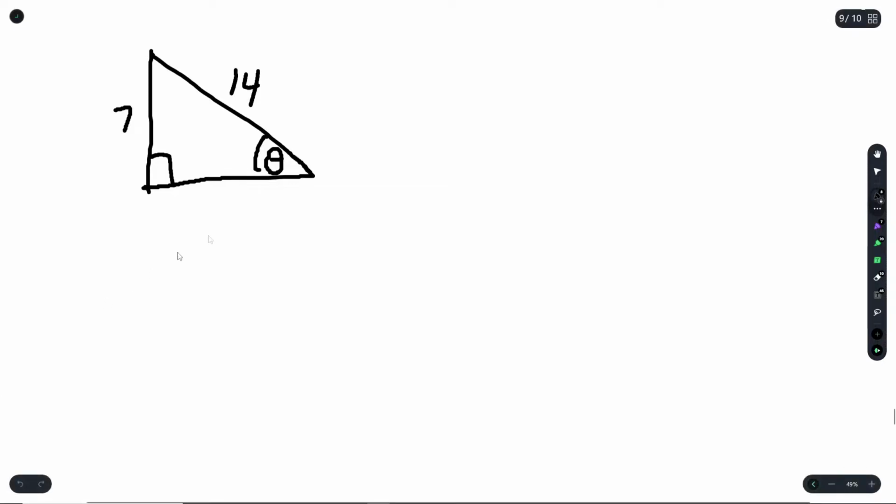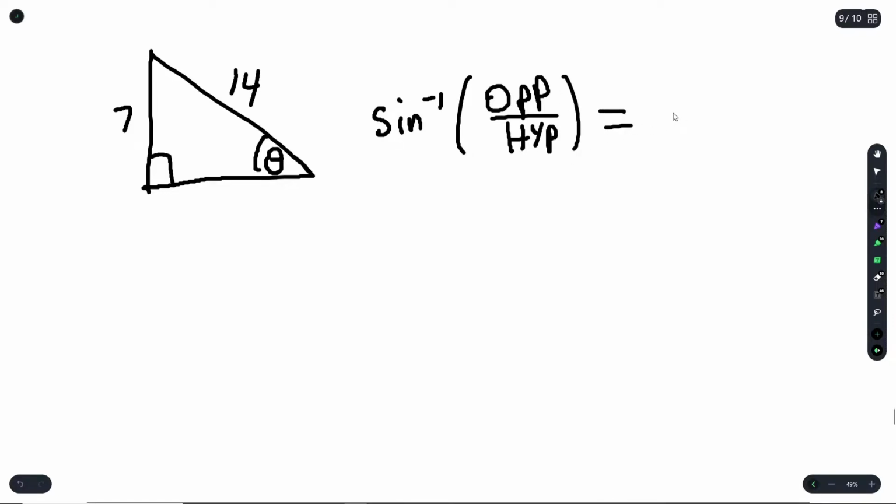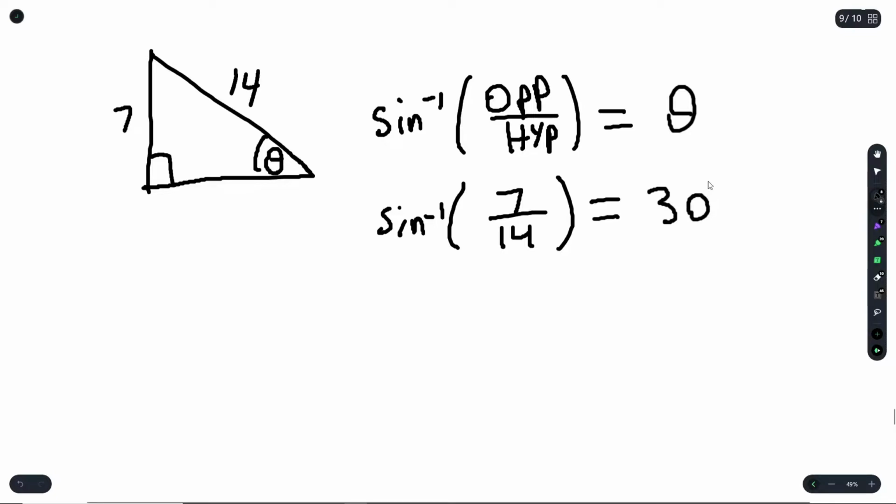The inverse function is used to find the angle instead of the side. So here, if we want to find the angle, we would use the inverse function that relates the opposite of that angle to the hypotenuse, which is the sine. So sine inverse would be opposite over hypotenuse, which would give us the angle. So sine inverse 7 over 14, which gives us 30 degrees.